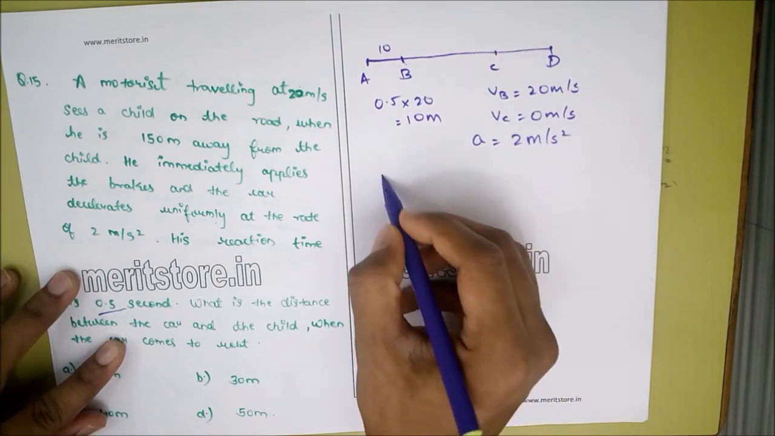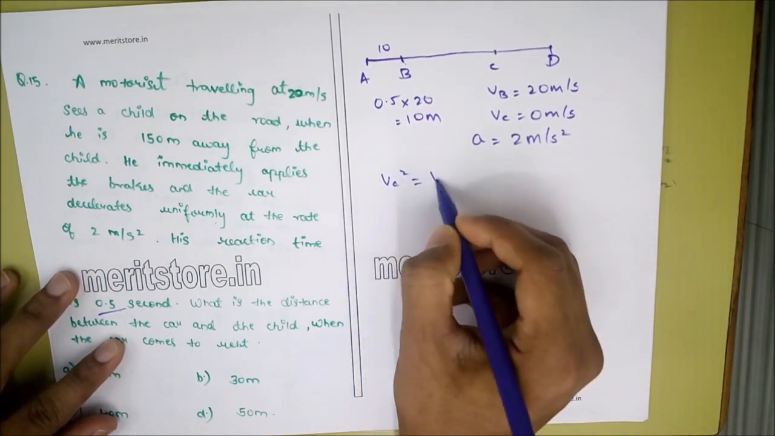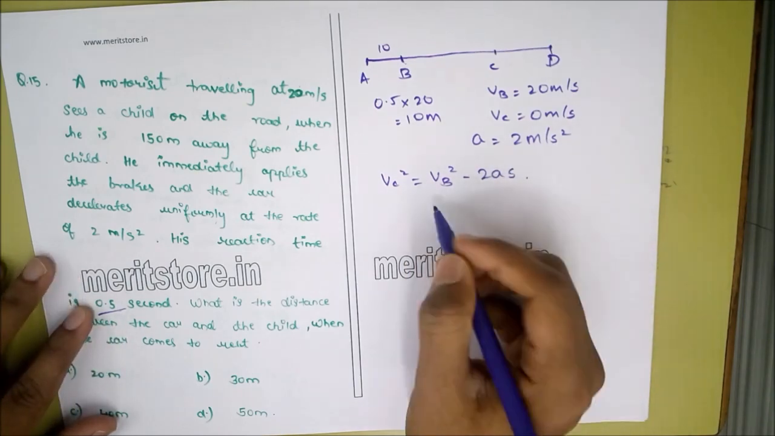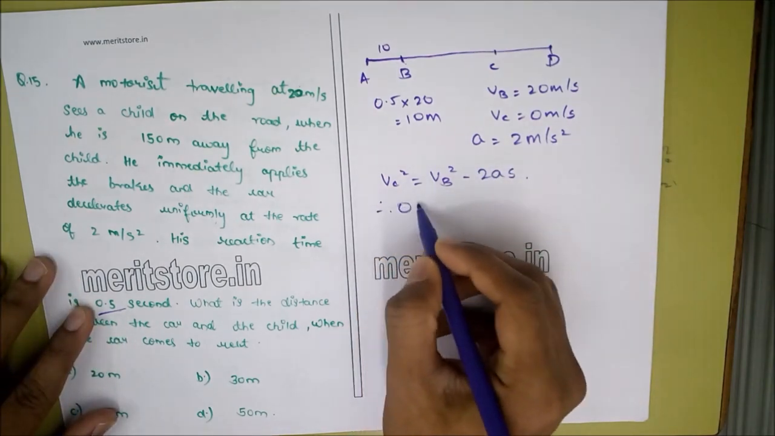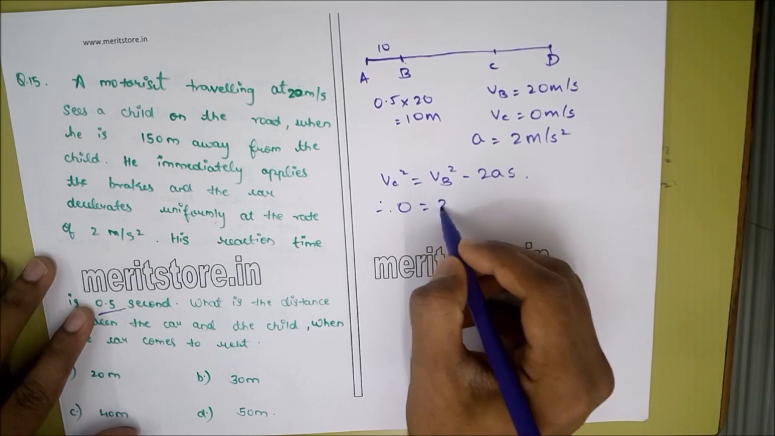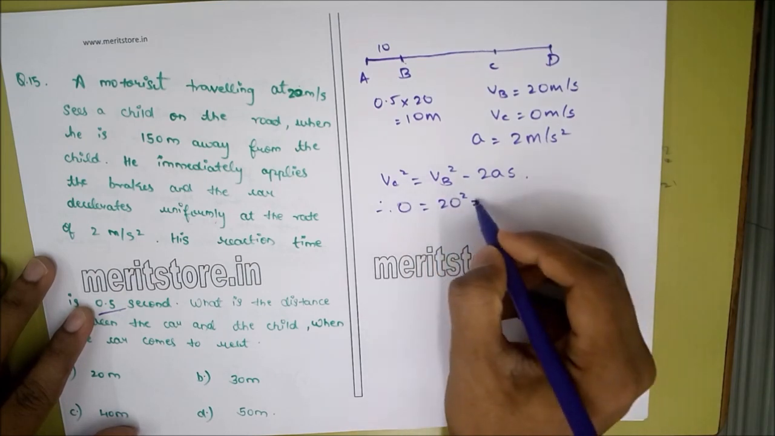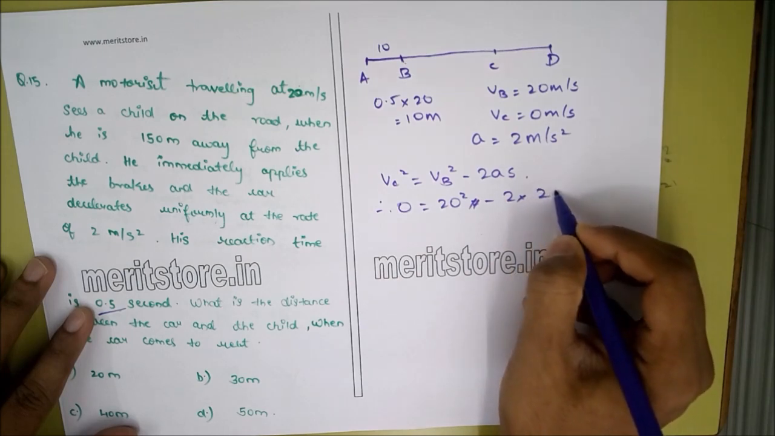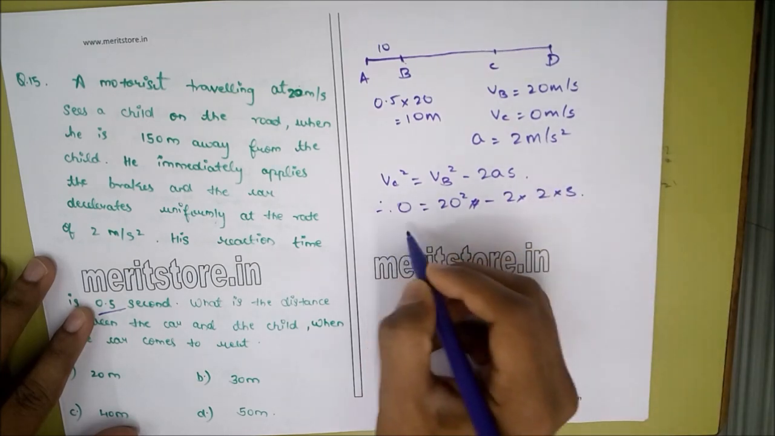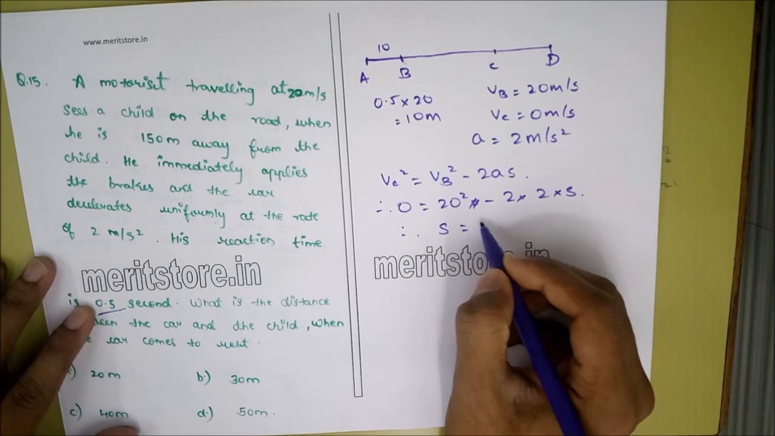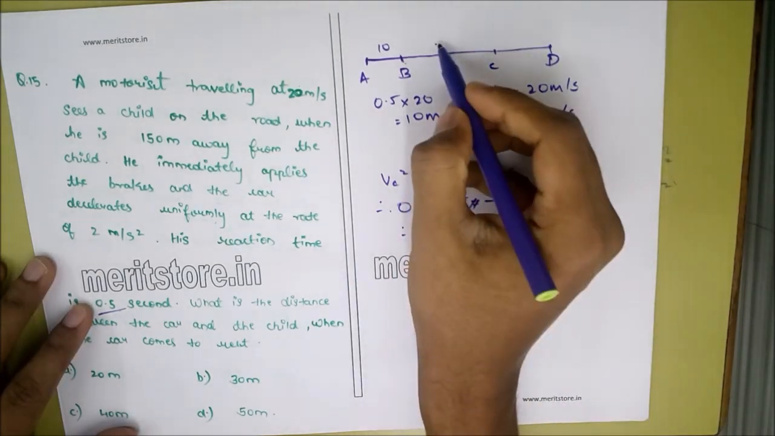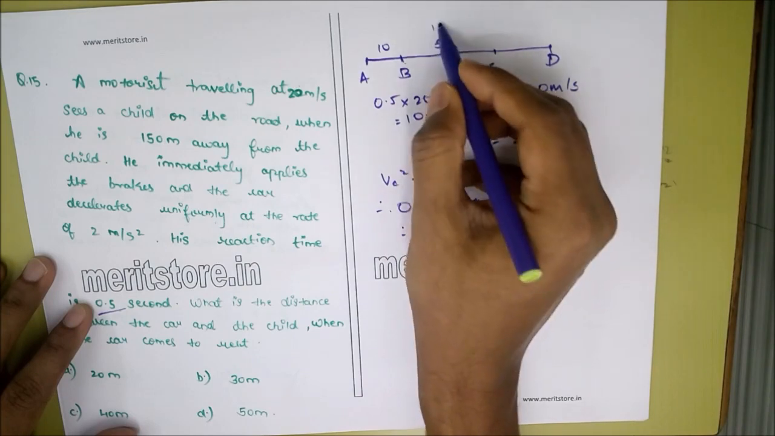So let us use the formula Vc² = Vb² - 2as. So Vc is 0, Vb is 20 square, minus 2 times the acceleration, which is given as 2, and displacement s. Therefore s is equal to 100 meters. So this s, which is nothing but BC, is 100 meters.